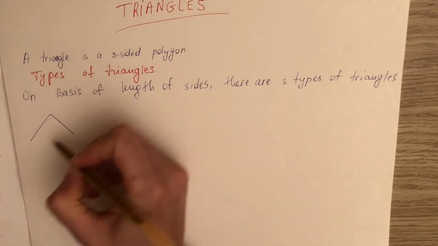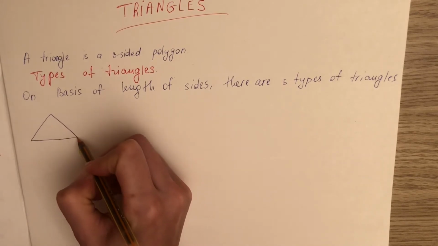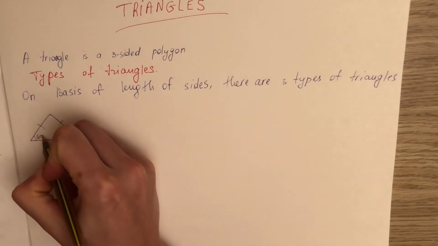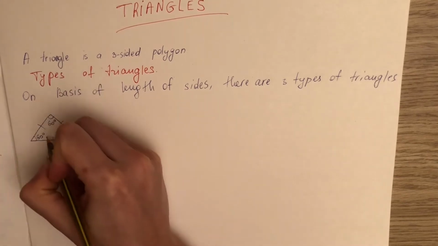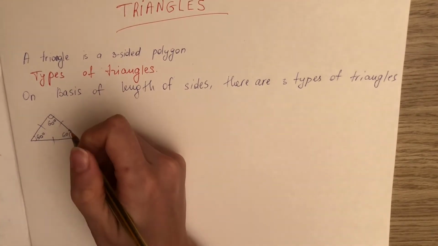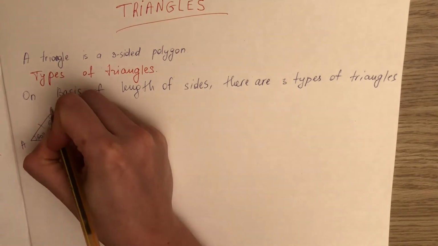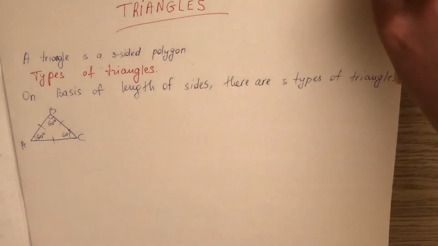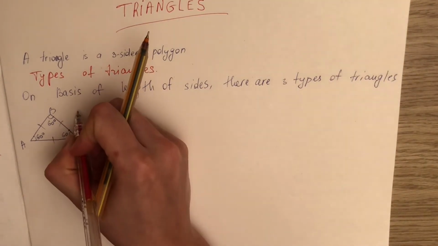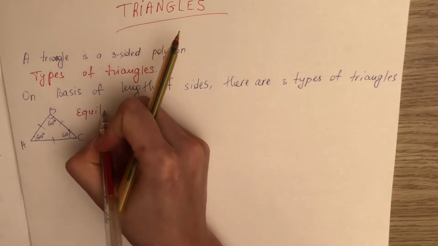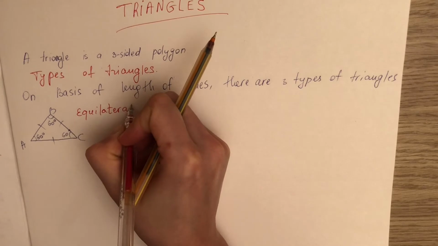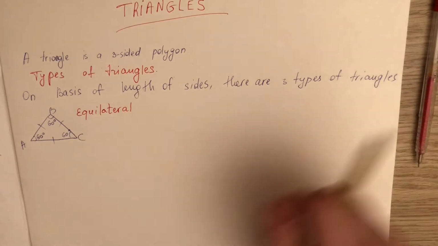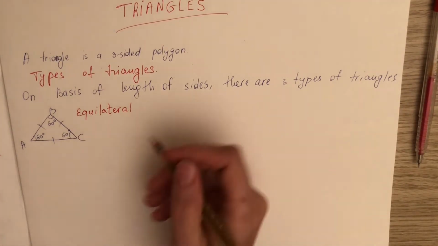As you see, all three sides are equal and all the angles are equal and 60 degrees. So if we put here A, B and C, all three sides are equal and all angles are equal, so this is called equilateral triangle. Our second triangle is isosceles triangle.